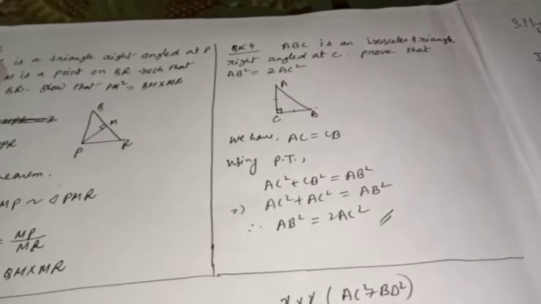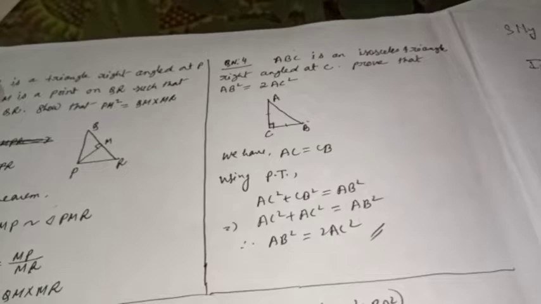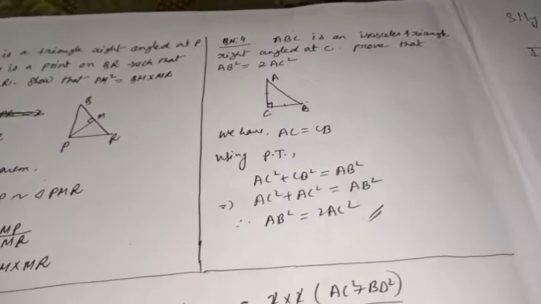Nothing else is there. But you have to see the question, what relation you have to get. For this relation, which triangle you have to take, and you need to use Pythagoras theorem. You have to think yourself, you have to find it. After that, 100% you will get the answer.